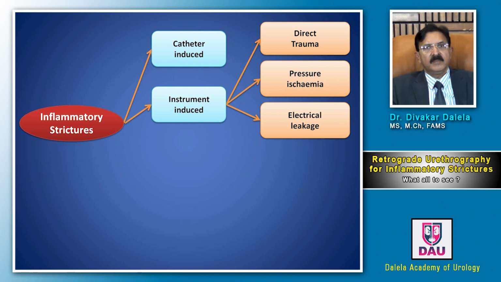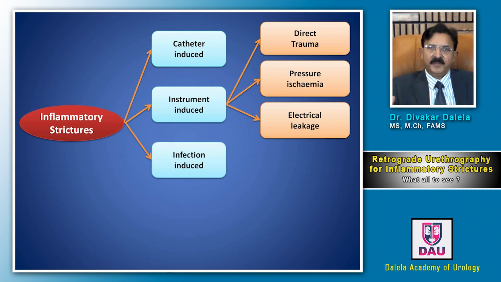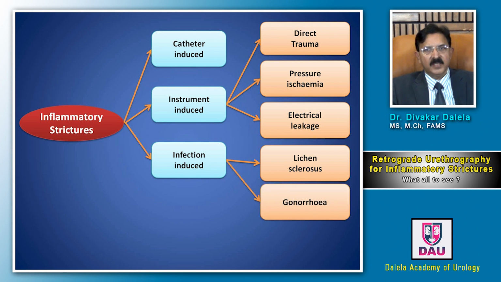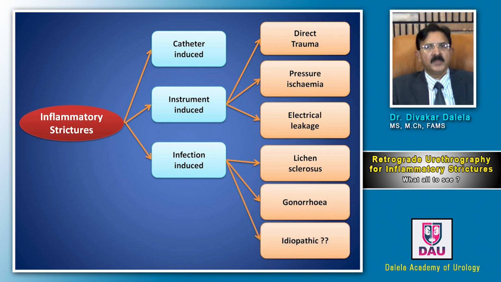The third etiological factor for creation of inflammatory stricture is infection, and this infection can be either lichen sclerosus, which is a fairly common reason for inflammatory stricture, or this can even be a gonococcal infection, or in most patients this is an idiopathic infection, where you do not know why this infection occurred or what organism caused the infection, and then the patient manifested later on as stricture urethra.